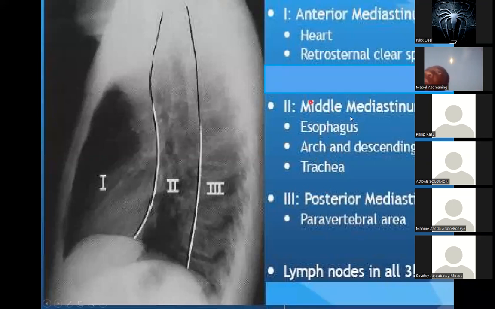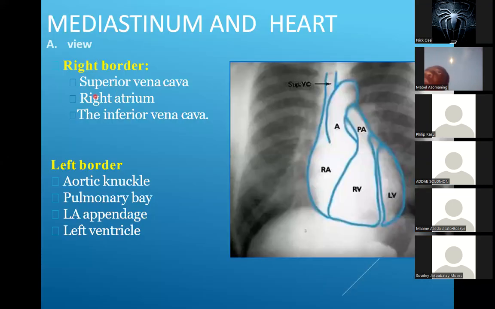Okay. Then the middle mediastinum would have the esophagus in here, would have the arch and descending aorta, and the trachea. We would have the posterior mediastinum having the paravertebral area, and all of these areas contain lymph nodes. All right. So in an exam, I could bring this to you and ask you to name various structures that you could find in the various parts of the mediastinum. All right.